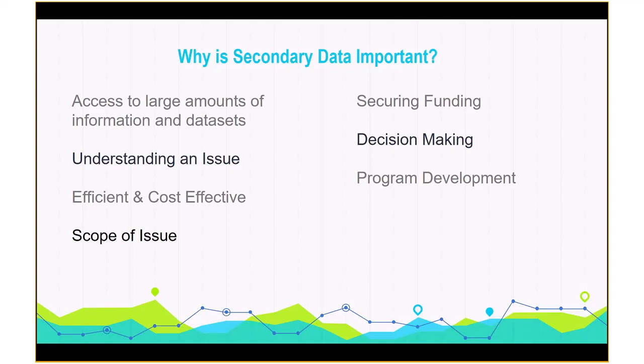So why is secondary data important? First, secondary data allows for access to large amounts of information in data sets. One example is the Centers for Disease Control. This site provides a large amount of secondary data that covers a variety of public health topics. Secondary data is important to understanding what your topic is and what it looks like within your community, county, or state. What risk factors are prevalent? What protective factors are prevalent? You want to understand the whole picture of what is going on within your community or state.